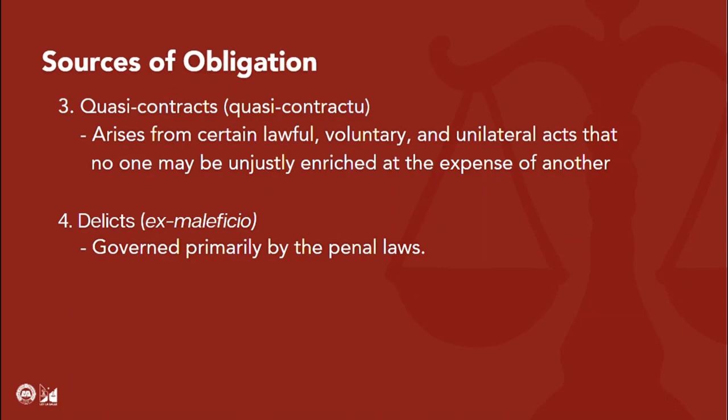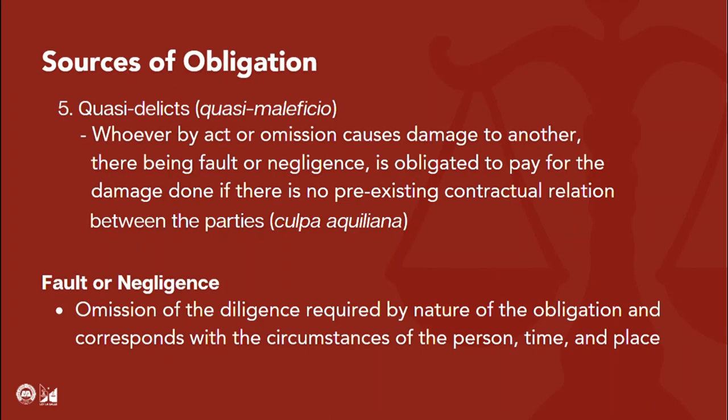Whoever by act or omission causes damage to another, there being fault or negligence, is obligated to pay for the damage done if there is no pre-existing contractual relation between the parties. Moving on, fault or negligence is an omission of the diligence required by the nature of the obligation and corresponds with the circumstances of the person, time, and place.